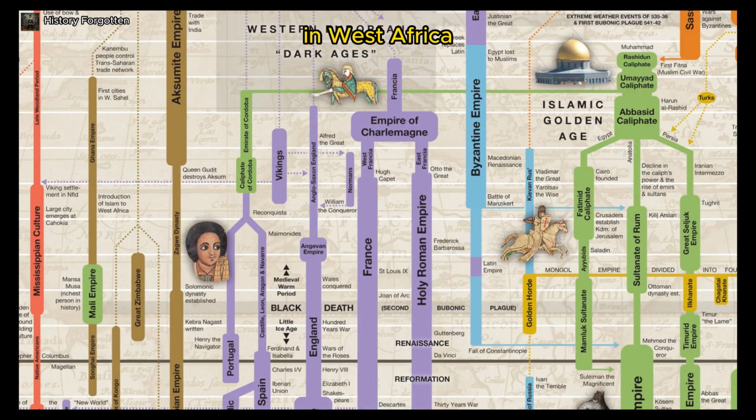For example, in West Africa, we get several major empires for the first time, including Mali with its ruler Mansa Musa, who was the richest person ever in all of history. And in southern Africa, the city of Great Zimbabwe, which included the first large structures ever in that part of the world.